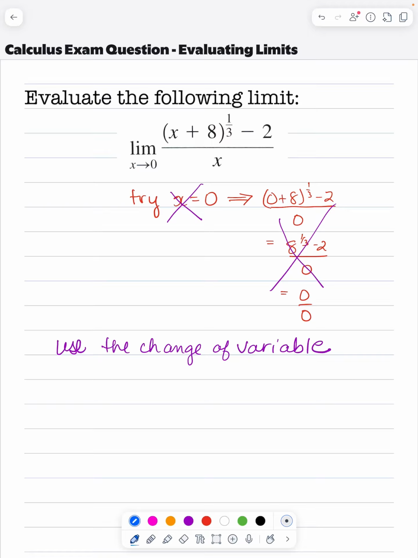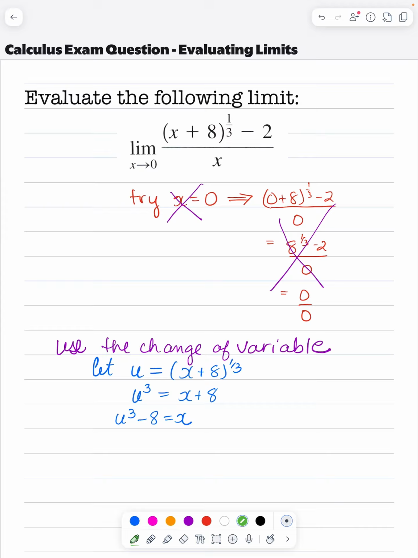And when we do that, we will let u be equal to (x plus 8)^(1/3). I will cube both sides so that I get u cubed equals x plus 8. And then I will isolate for the x. u cubed minus 8 is equal to x.